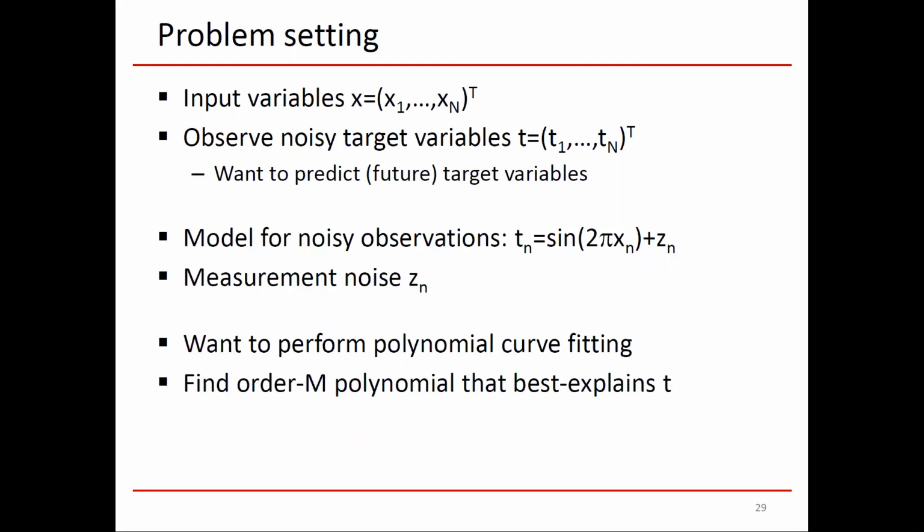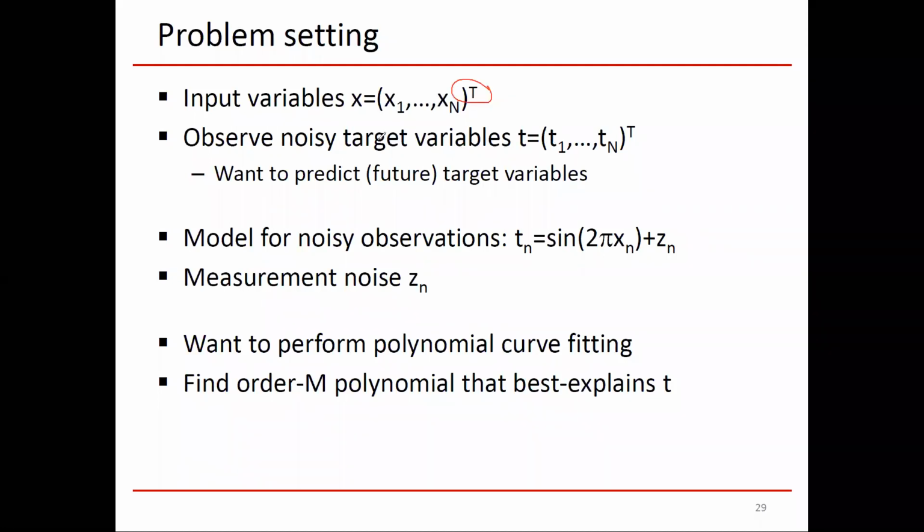We have input variables x1 through xn, and they're arranged in a column vector. Hence, I was using the transpose notation. And we're not observing x, we're observing noisy target variables t. And ideally, in the big picture, we're observing t, and we want to be able, in the future, to predict target variables from the input.